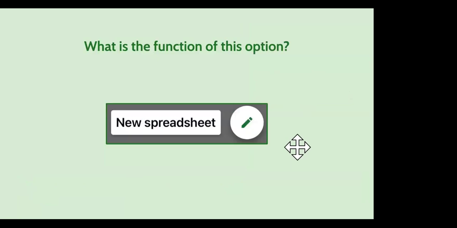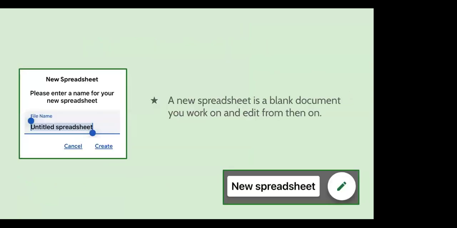What is this option for? I just said that too. See if you guys remember. New spreadsheet. Okay. A new spreadsheet is a blank document you work on and edit from then on, meaning there won't be any information on that document whatsoever.